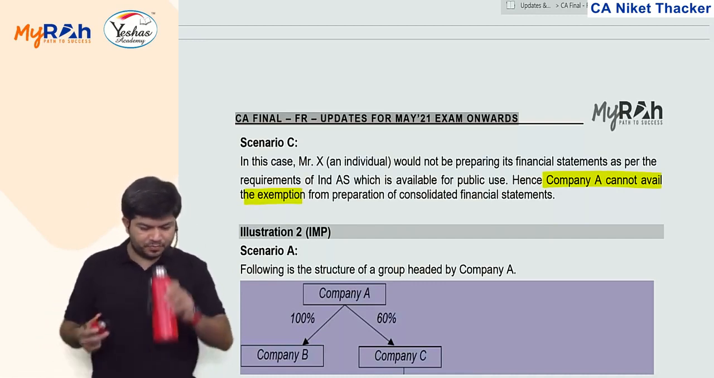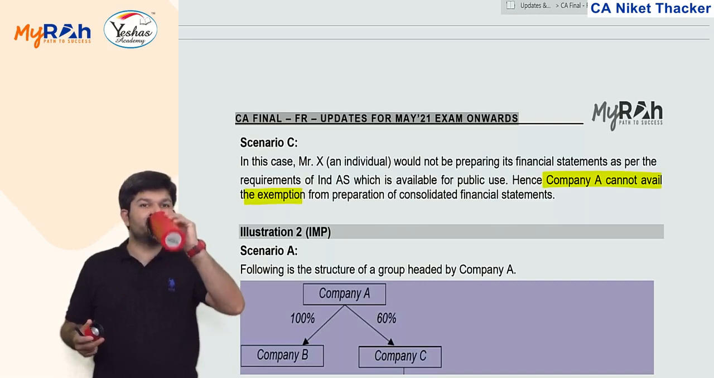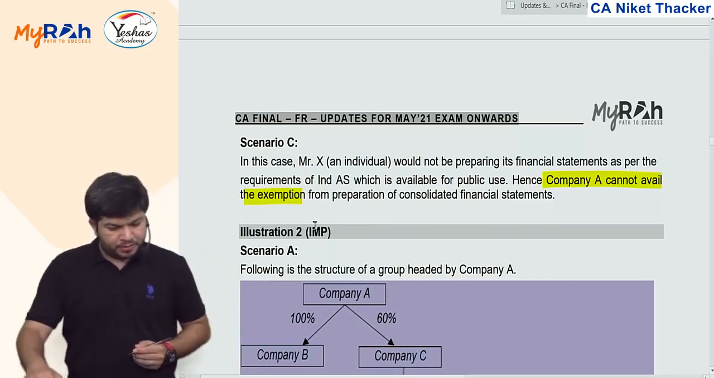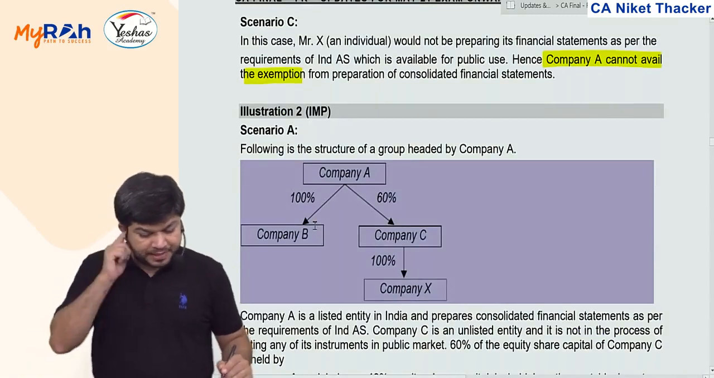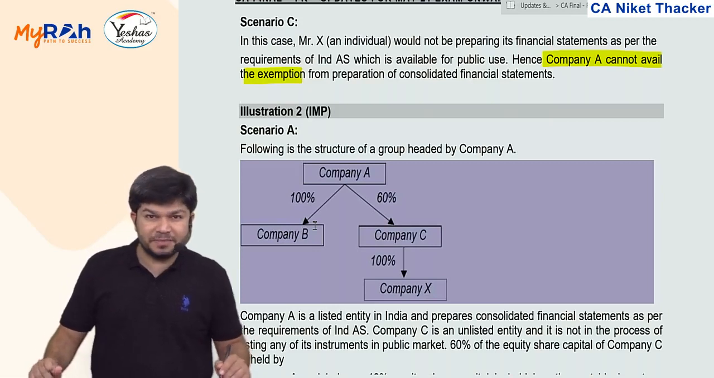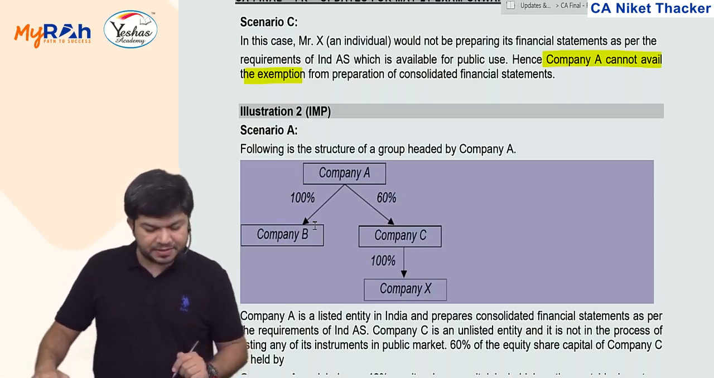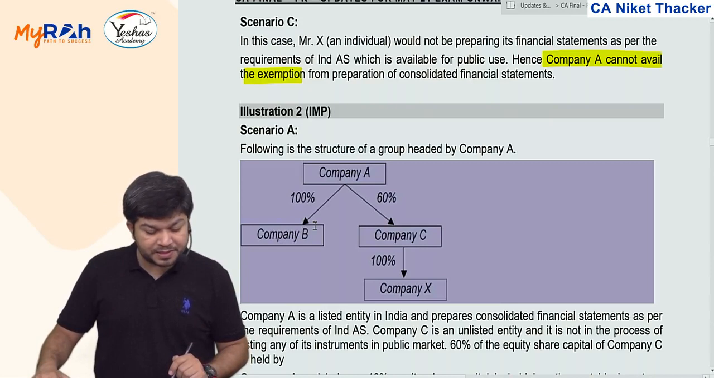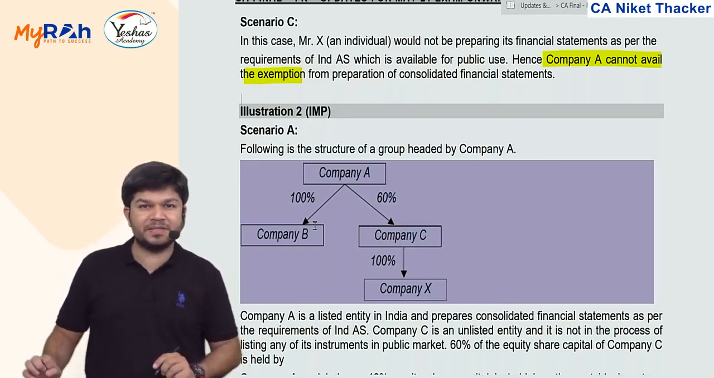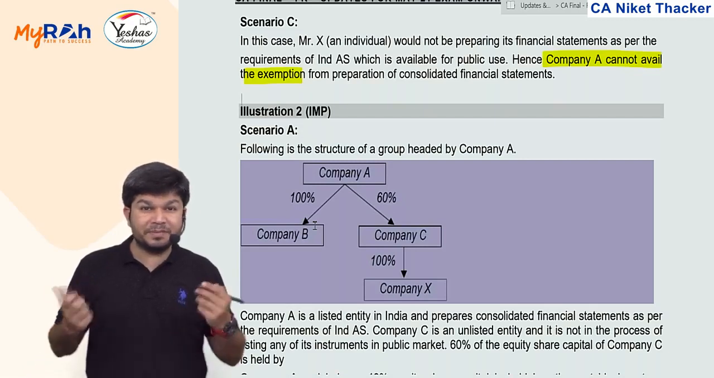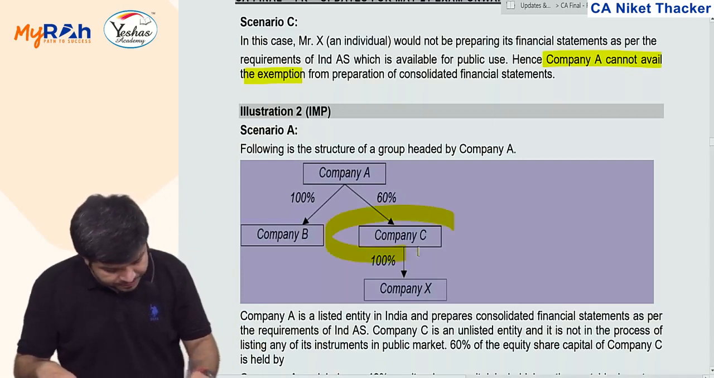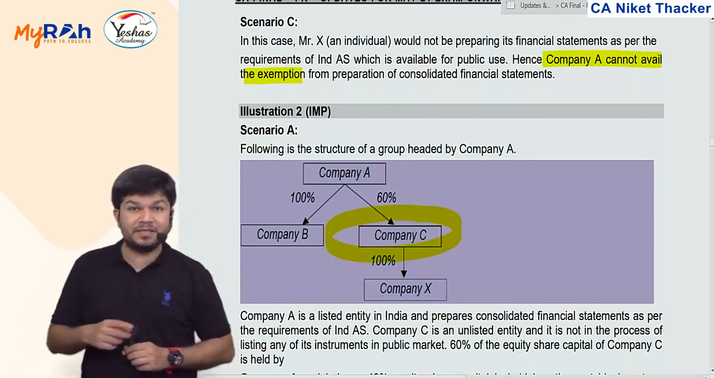Question 2. The following is the structure of a group headed by company A. Company A holds 100% in B, they hold 60% in C, and C holds 100% in X. So if I ask you which is an intermediate subsidiary? You are a subsidiary of someone and a parent of someone. So C. Yes, C is an intermediate subsidiary.